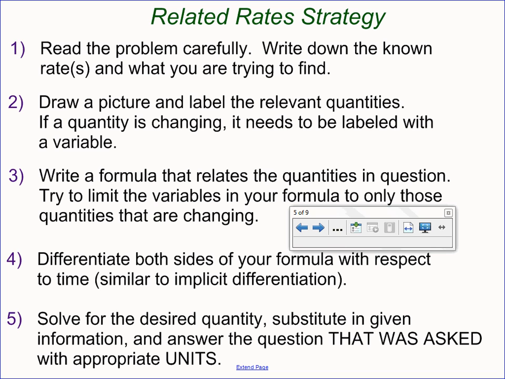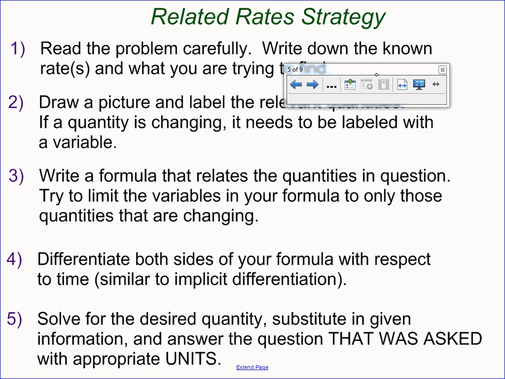We draw a picture and label with the relevant quantities. If the quantity is changing, we have to use a variable. The only time we put a constant there is if it doesn't change, like the length of the ladder typically didn't change in our problem, so we could fill in that. But we had to keep x, that distance from the wall to the base of the ladder. We had to put a variable there because that was changing as it slid away, and so on and so forth. We're going to write a formula that relates the quantities in question and the rates. We'll try to limit those variables only to things that are changing.